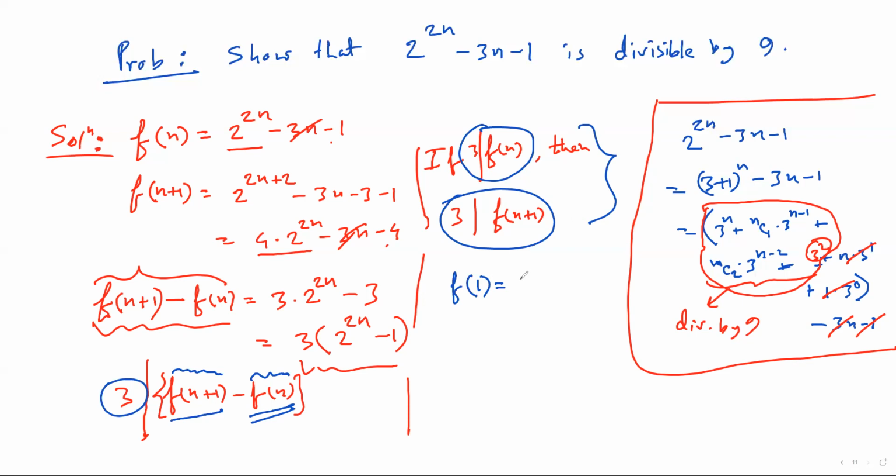f(1) is 2 square minus 3 minus 1. So 4 minus 3 minus 1, which is 0. And 0 is divisible by anybody other than 0. So 3 divides f(1). So since 3 divides f(1), inductively we have shown that 3 divides f(n) for every n. So therefore 3 divides f(n) for all n in the set of natural numbers.